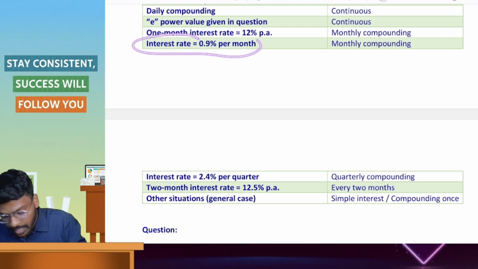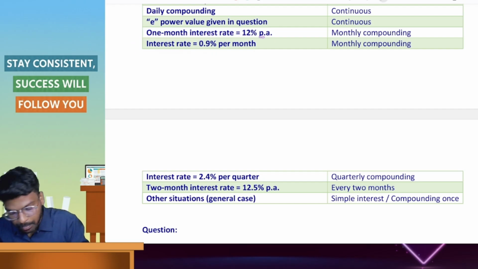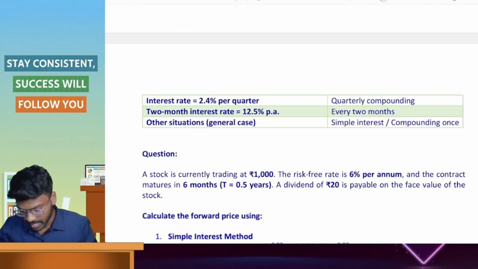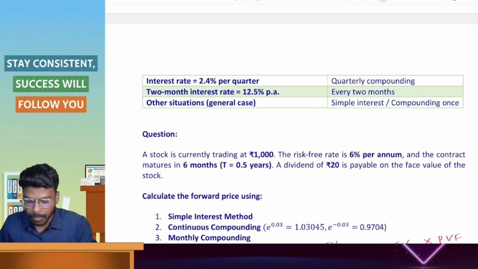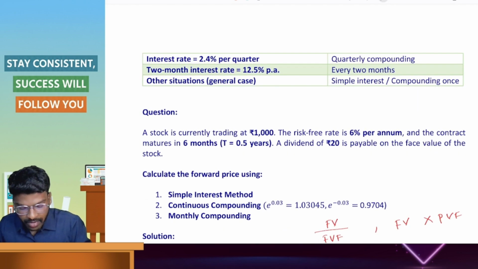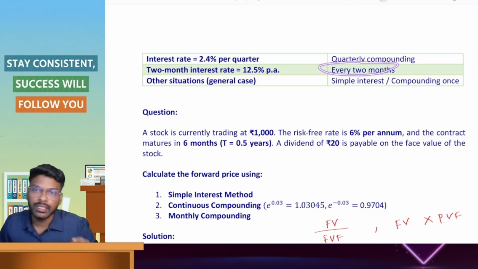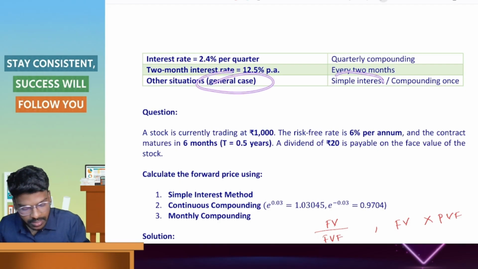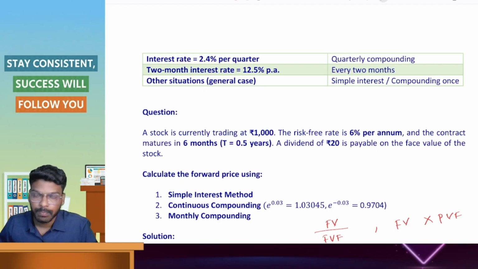Okay. Interest rate is 0.9% per month. So it is already given on a per month basis. That is also a hint that we have to use monthly compounding. Next, interest rate is 2.4 per quarter. Then it is a monthly compounding or it can be a quarterly compounding. Okay. The number of days or T will differ. 2 month interest rate is 12.5 per annum. Every 2 months the compounding will happen. Otherwise, simple compounding. Okay.